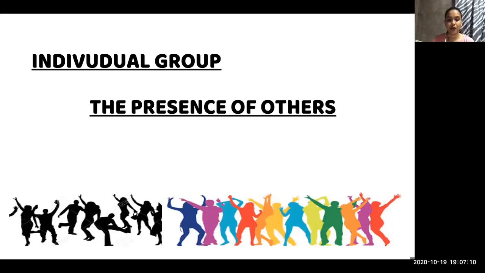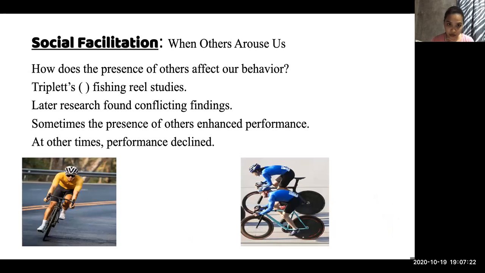So next is the individual in a group, the presence of others. Here we will discuss how the presence of others affects the behavior of the individual. So first, social facilitation. Social facilitation refers to the finding that people sometimes show an increased level of effort as a result of the real, imagined, or implied presence of others. When others arouse us, how does the presence of others affect our behavior?